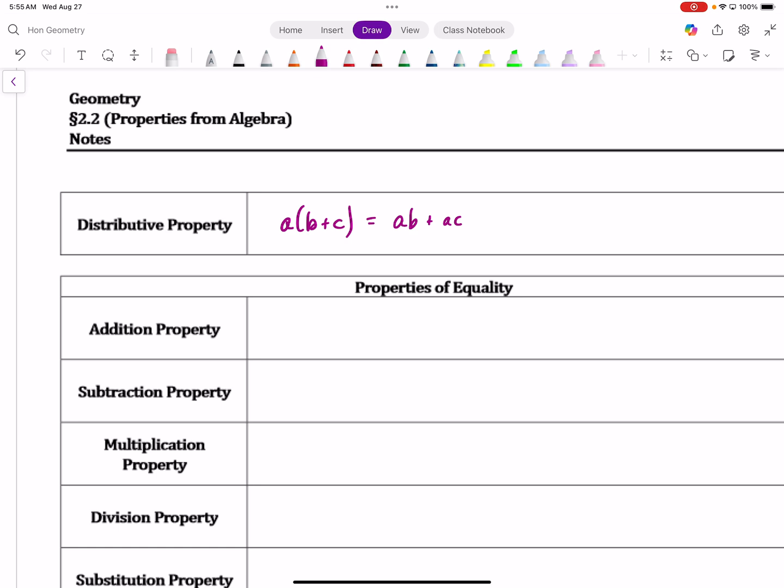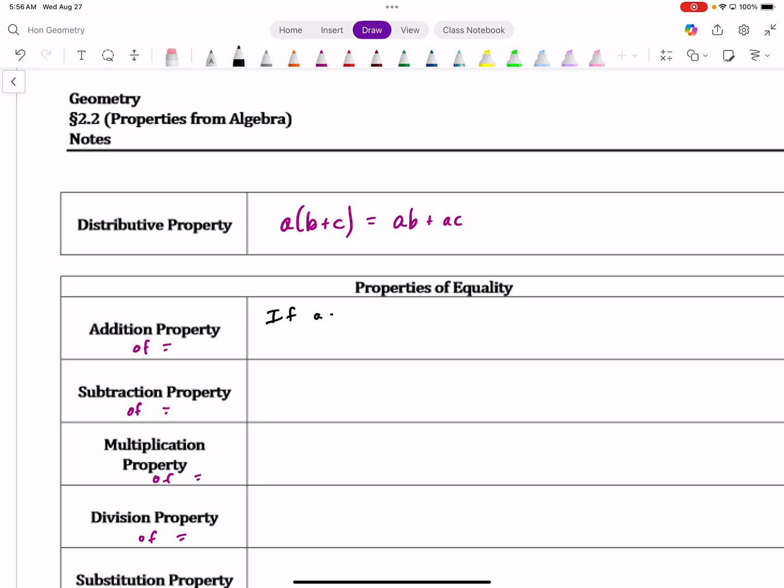The properties of equality. There's an addition property of equality, a subtraction property of equality, a multiplication property of equality, and a division property of equality. Technically, these two don't have to exist because you could say that subtracting 4 is adding a negative 4, or dividing by 3 is multiplying by a third. But most people like to throw in those two because that's the way they think about it. You'll see what I'm talking about in a second.